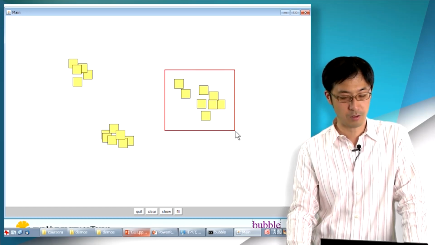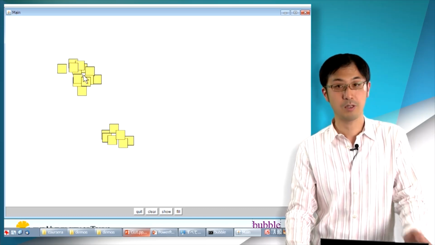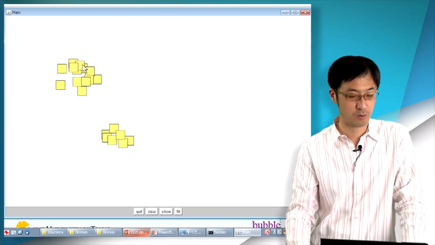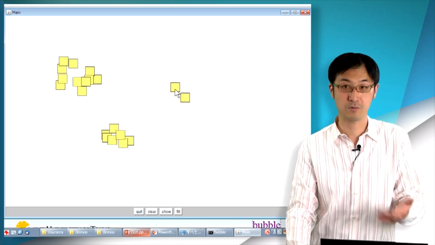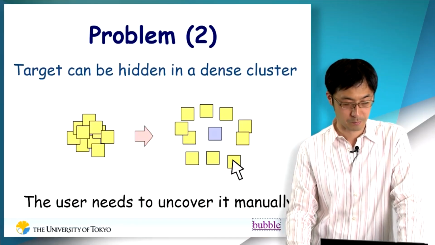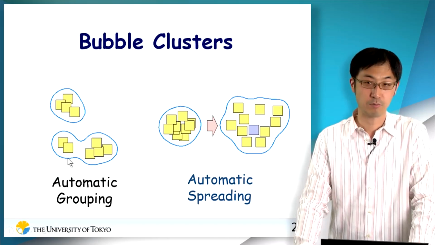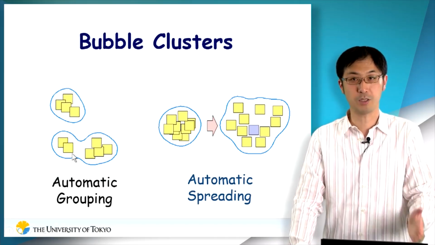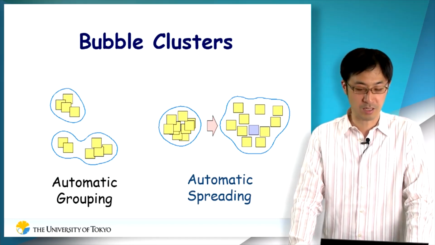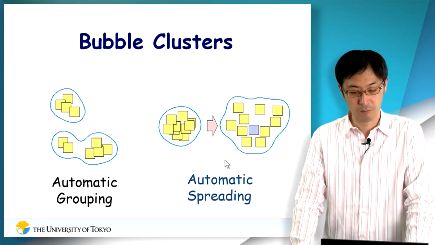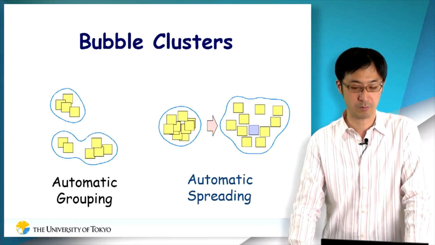Also, if you have a big cluster like this, and then you have to pick up an icon hidden behind it, you have to manually move out and then pick one object. So this is very tedious. So what we propose is bubble clusters. Bubble clusters is automatic grouping of nearby icons, and then visualization of them as a bubble. And additionally, we introduce automatic spreading of a cluster to pick up a hidden icon.